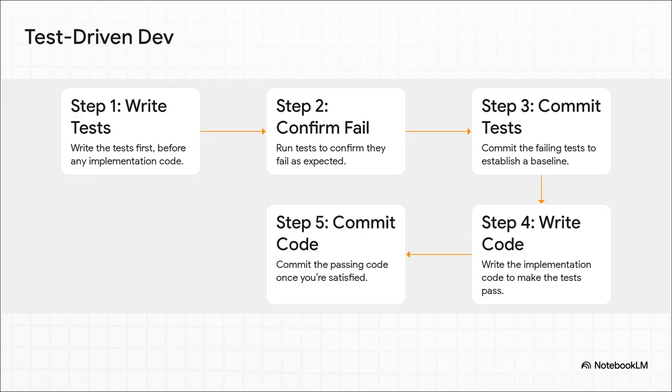Step 1, you write the tests first. Step 2, you run them to make sure they fail. That's what you want. Step 3, you commit those failing tests. Step 4, now you write the actual code to make those tests pass. And finally, step 5, commit the passing code. It's just so clean and effective.